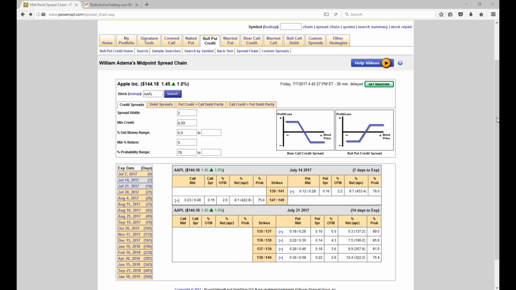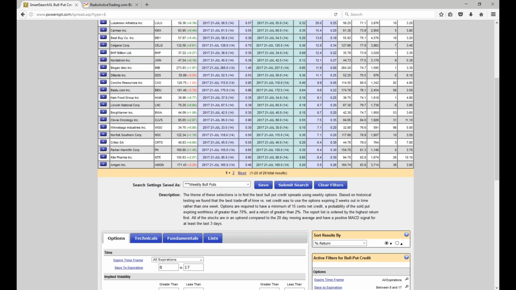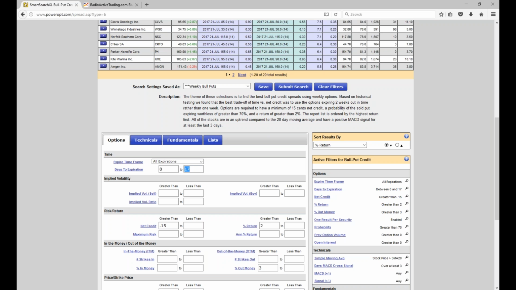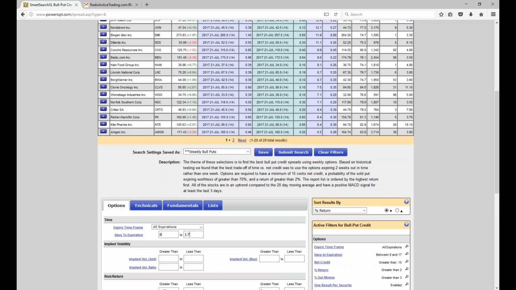Oh, Guy, I think I just answered this question based on my example. But I'm not sure. It says, when is it better to initiate the weekly option strategies, whether 1 week out or 2 weeks out? I sort of answered that. Our preference, and you'll see that when you go into our default bull put credit spread search for weekly bull puts, is 8 to 17 days out in time. Why? Because historical testing showed us that the options that were 2 weeks out had a better return long term, because the losses weren't as affected, because you received a decent net credit.